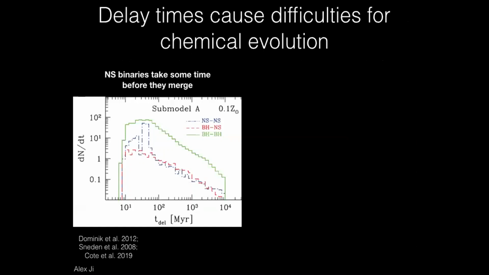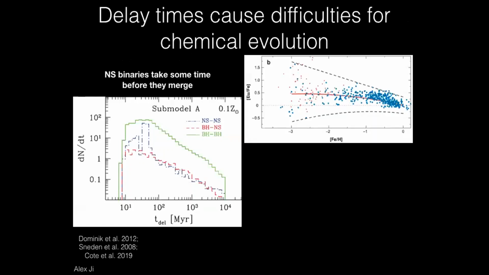And the issue is that they have this delay time. Some of them merge in tens of millions of years, and others merge in longer than the age of the universe. When you actually think about this, it's a bit of a problem. The first problem comes on the metal poor end. For those stars that form at very low metallicities, it was thought that those merging delay times would be too long to actually produce the R process elements to enrich stars with very low metallicities.